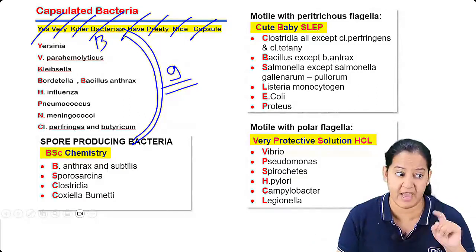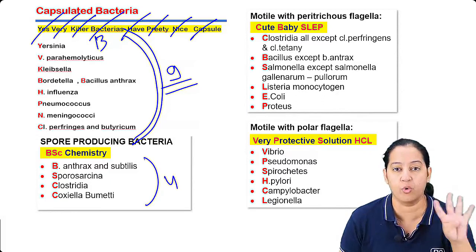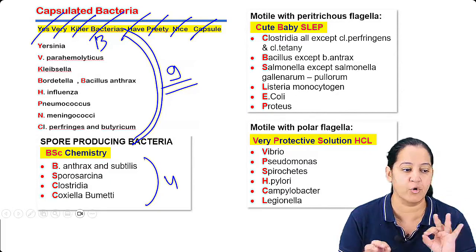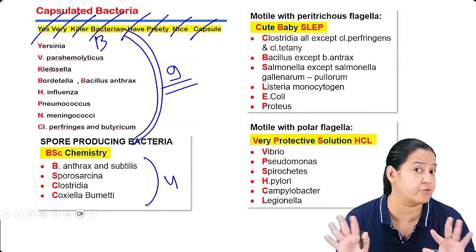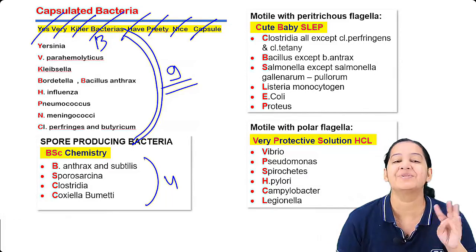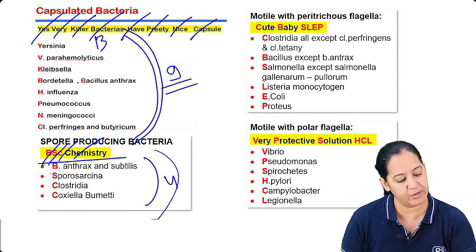I'm not reading the full form, you just read it; yesterday I have read it. There are only 4 bacteria which form spores, only 4. Learn it with the mnemonic. If you don't like this mnemonic, make some other, but you have to learn it, there is no escape. There are 4 bacteria which form spores. So name the mnemonic. It's BSc chemistry. Learn the full form. I'm not reading it because yesterday I have read it.